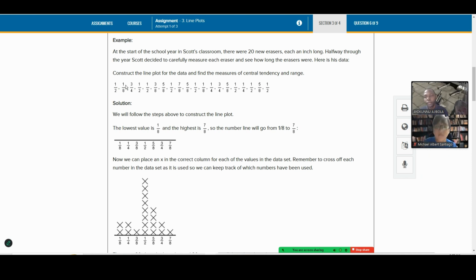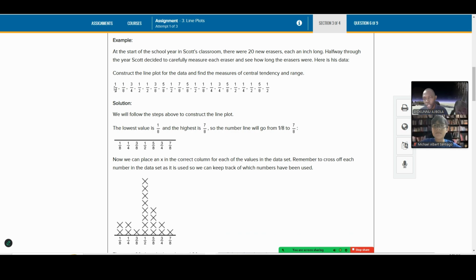So we have the half, 1 over 8, 3 over 4, and so on. So we look for the smallest, which is 1 over 8, and the biggest, which is 7 over 8. Then we write all of the represented values. We have 1 over 8, 1 over 4, 3 over 8, 1 over 2, 5 over 8, 3 over 4, and 7 over 8 from the smallest to the biggest.